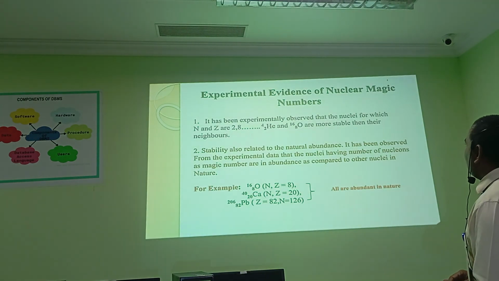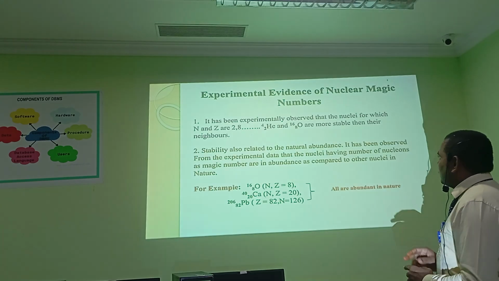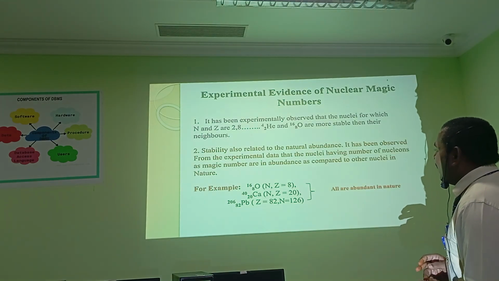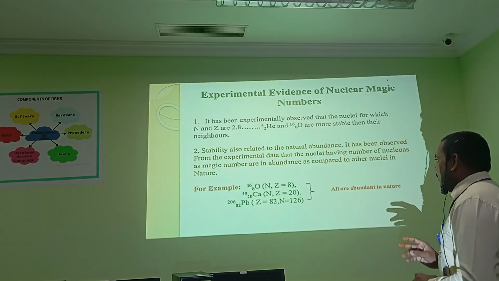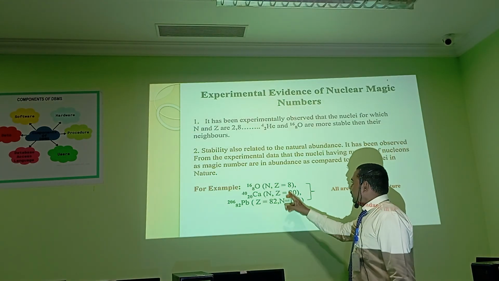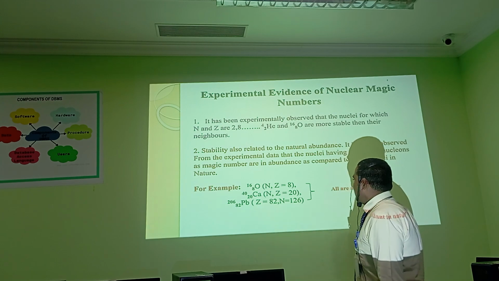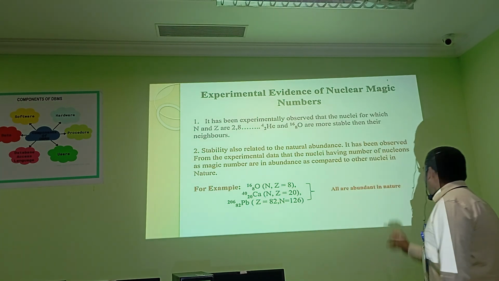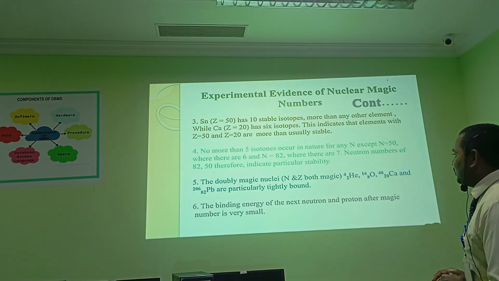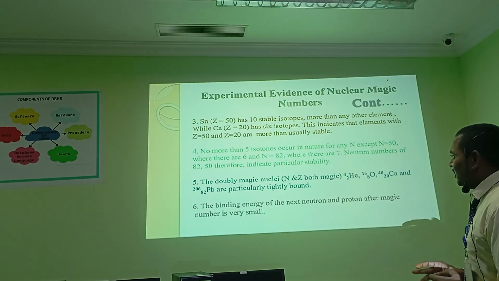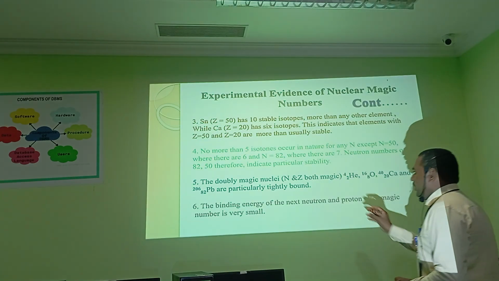The experimental evidence of nuclear magic numbers. The presence of the magic numbers is experimentally observed in nuclei where N and Z are 2, 8, and so on: helium and oxygen are stable nuclei. The remaining atoms with magic numbers are oxygen, calcium, zinc, or lead. Another piece of evidence for the magic numbers is the binding energy: the next neutron or proton added has a very small binding energy.